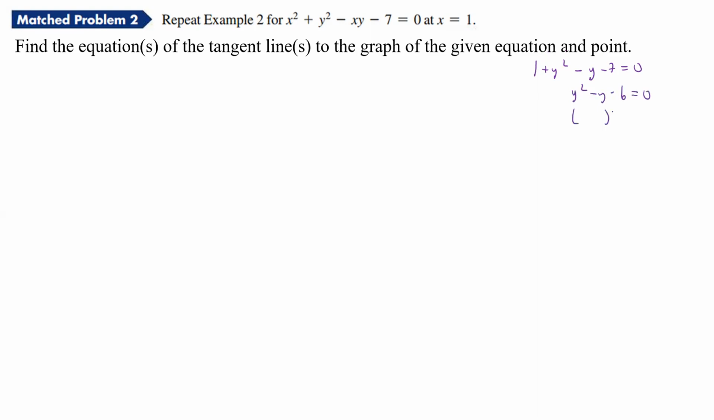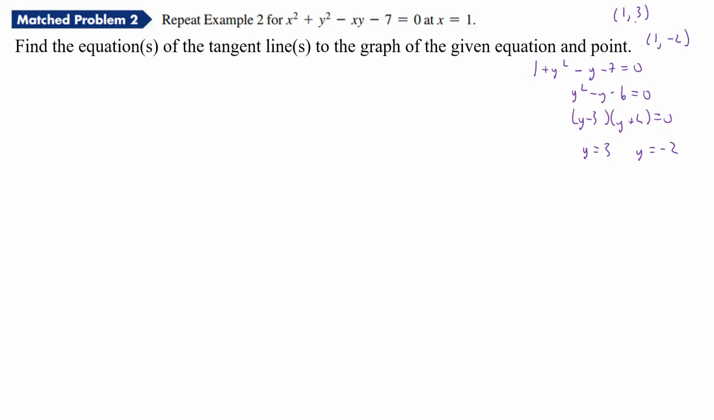Well, guess what? We can factor that, it looks like. So that's going to be y minus 3 times y plus 2. That should give us a minus 1, minus 6. And so then y is equal to either 3 or y equals negative 2. So that gives us the 2 points: (1, 3) or (1, -2). So that's kind of our first step here.